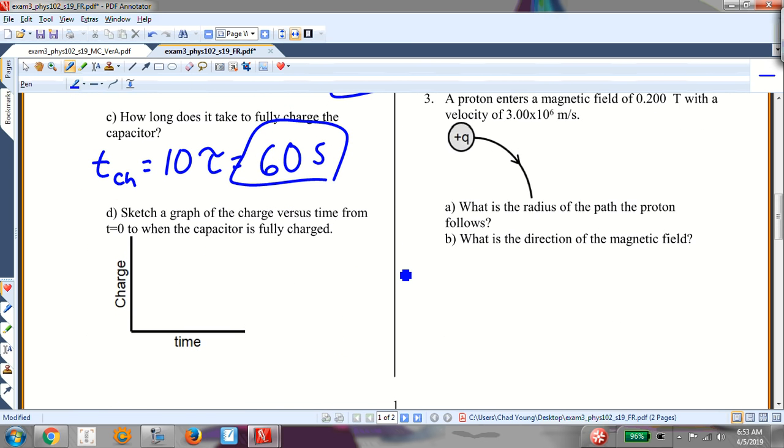Sketch a graph of the charge versus time. Okay, charge versus time for this looks like this. You didn't have to do this, but it does max out at Q equals CV.